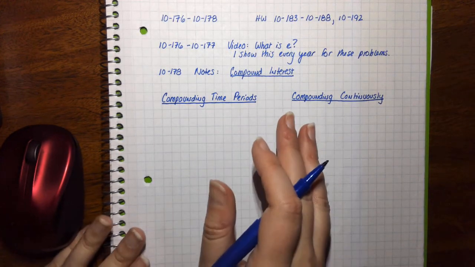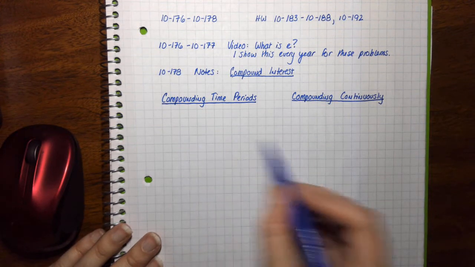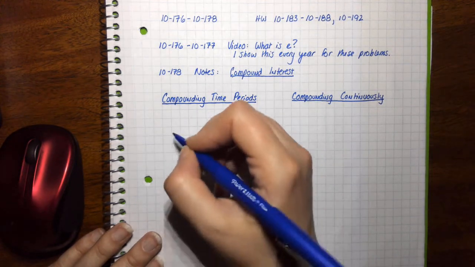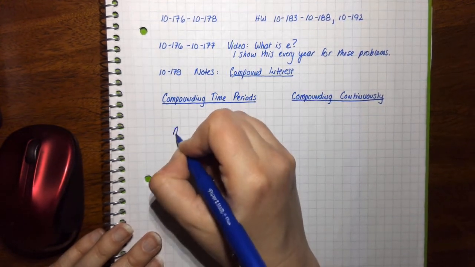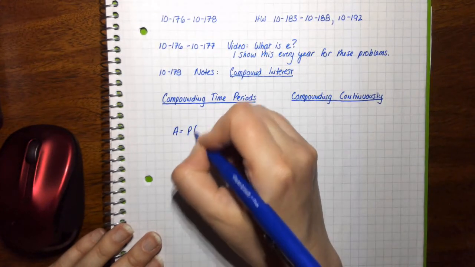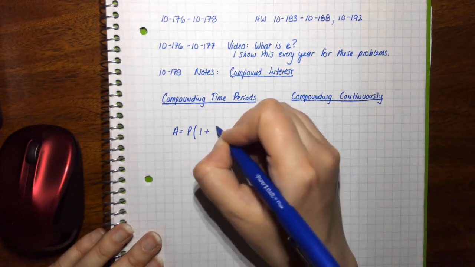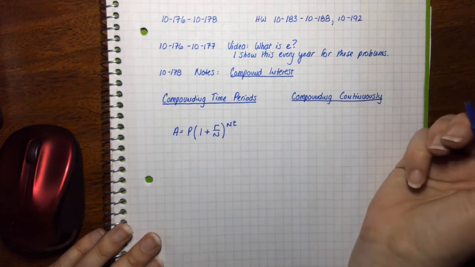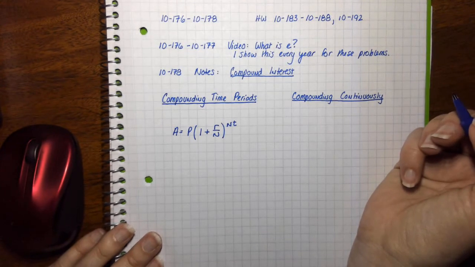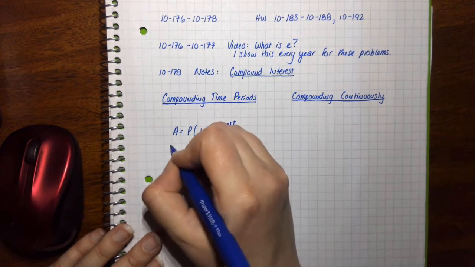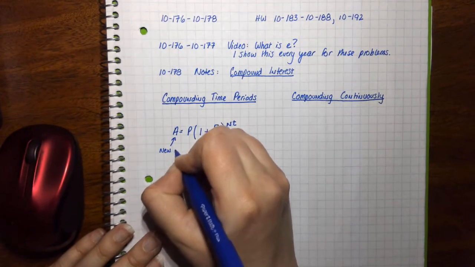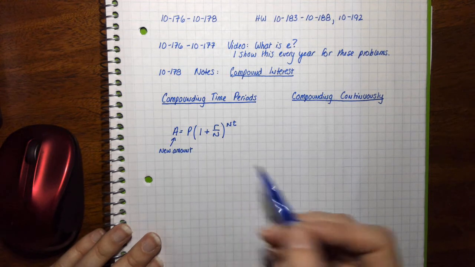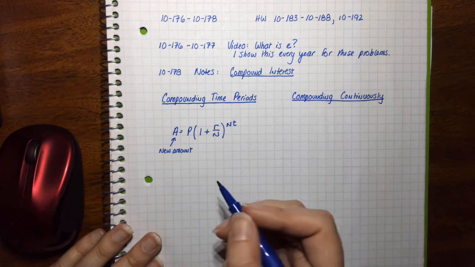Okay, so each one of these has a formula. I'm going to write out the formula kind of big, and then I'm going to make arrows to each piece to show what they are. So time periods is A equals P times 1 plus R over N to the NT. Okay, and what this means, A is the new amount you have, so usually money, almost every time money, so your new amount of money.